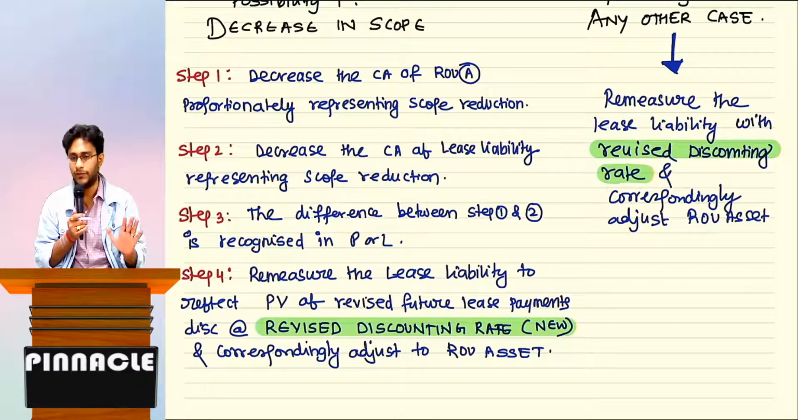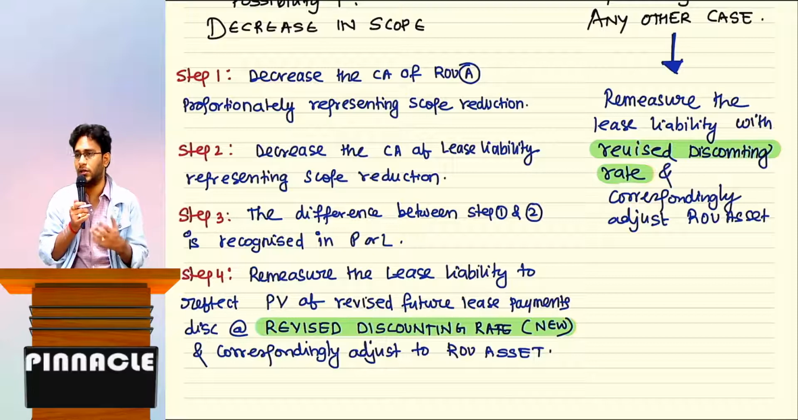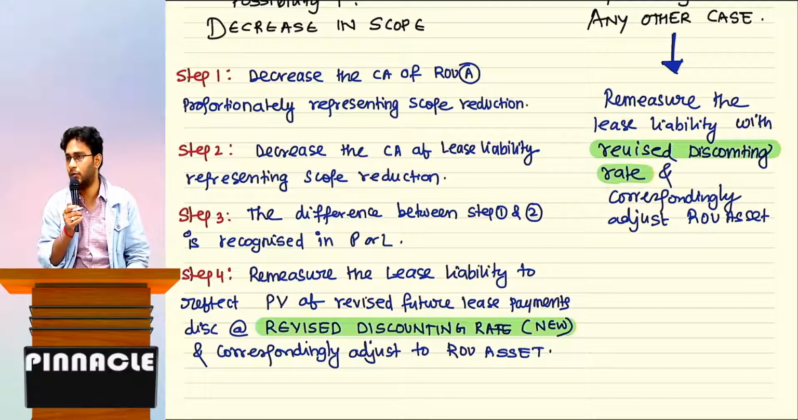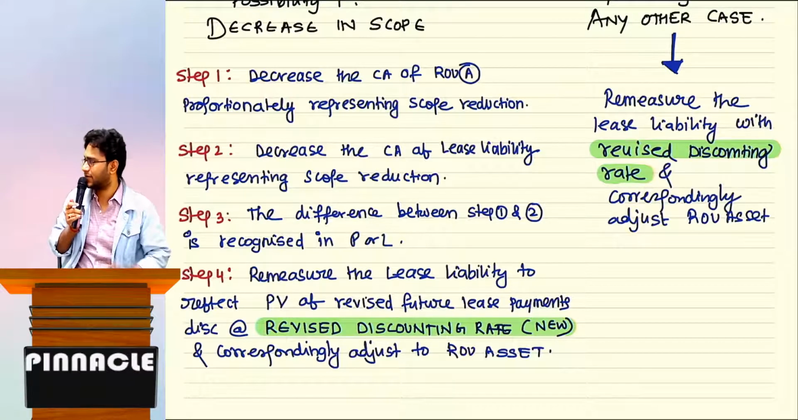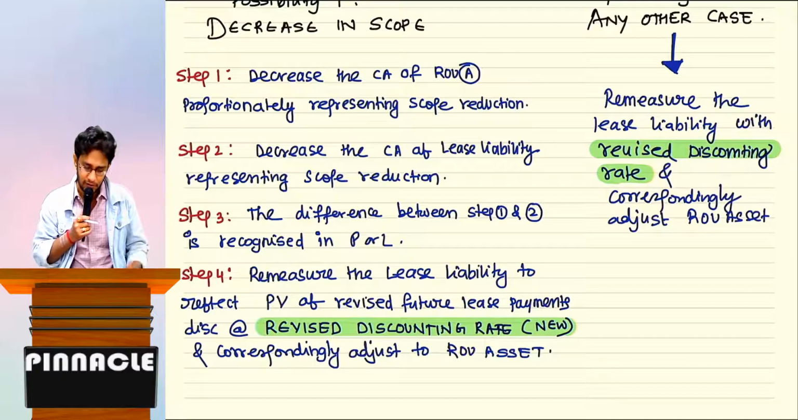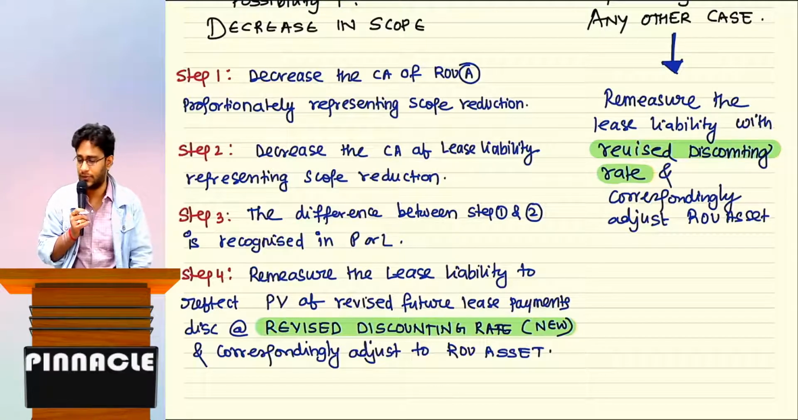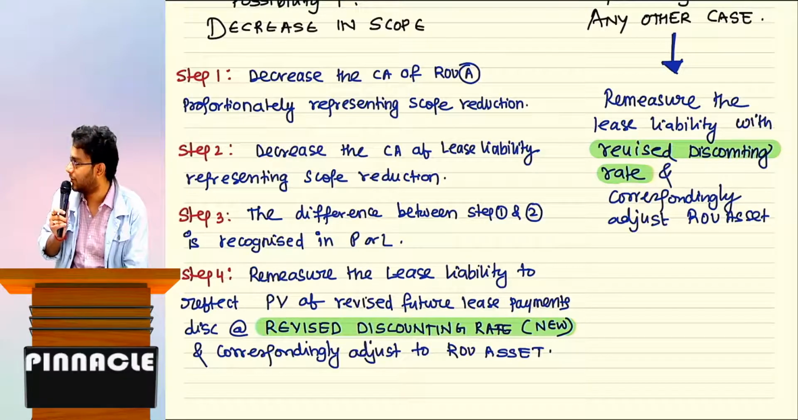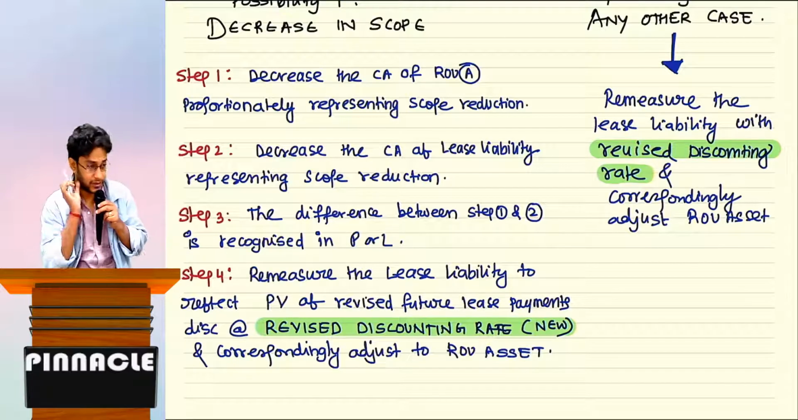Sir, once you are going for modification, the old EIR is gone. You have to take the new rate only. In any case, whether new lease with new EIR, separate lease, decrease in scope with a new discounting rate, or any other case, it is a revised discounting rate. So the discounting rate will definitely change when you're doing modification accounting.